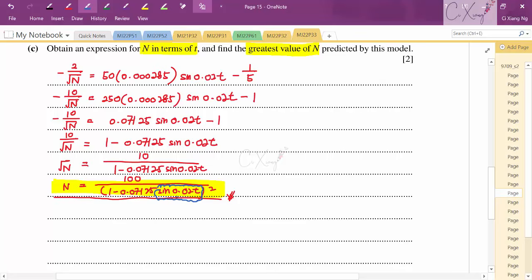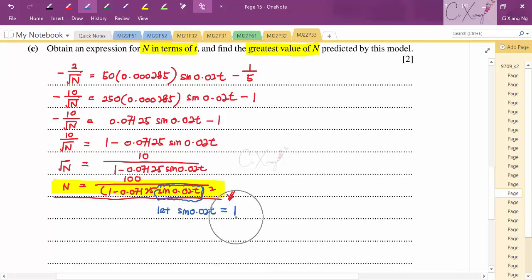Alright, so to get the denominator as small as possible, I will realize that I need to let sine 0.02t equals to 1. Okay, why do I need to let it become 1? It is because when I'm having 1 minus the value here, this is the value which is the smallest for the denominator.